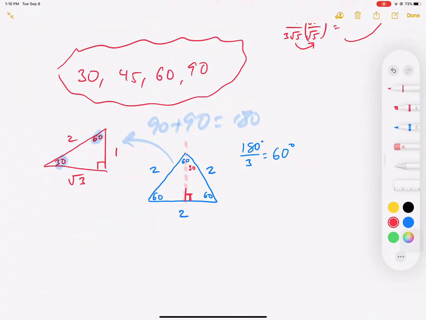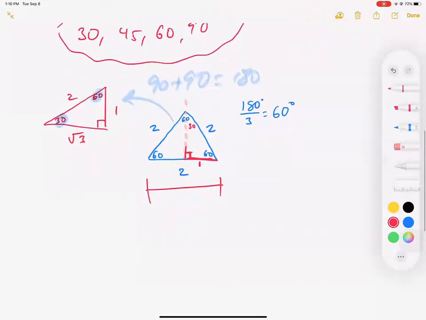Also, didn't we say this whole length was 2? And since I'm cutting it in half, that 2 now becomes a 1. So what we realize is that if my base is 2 and I cut it in half, we end up with a 30, 60, 90 triangle, where the short side will always be half of the hypotenuse.